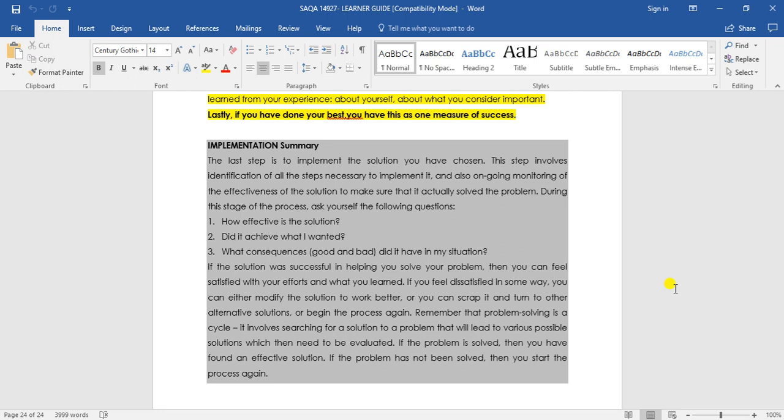During this stage of the process, ask yourself the following questions: How effective is the solution? Did it achieve what I wanted? What consequences, good or bad, did it have in my situation?